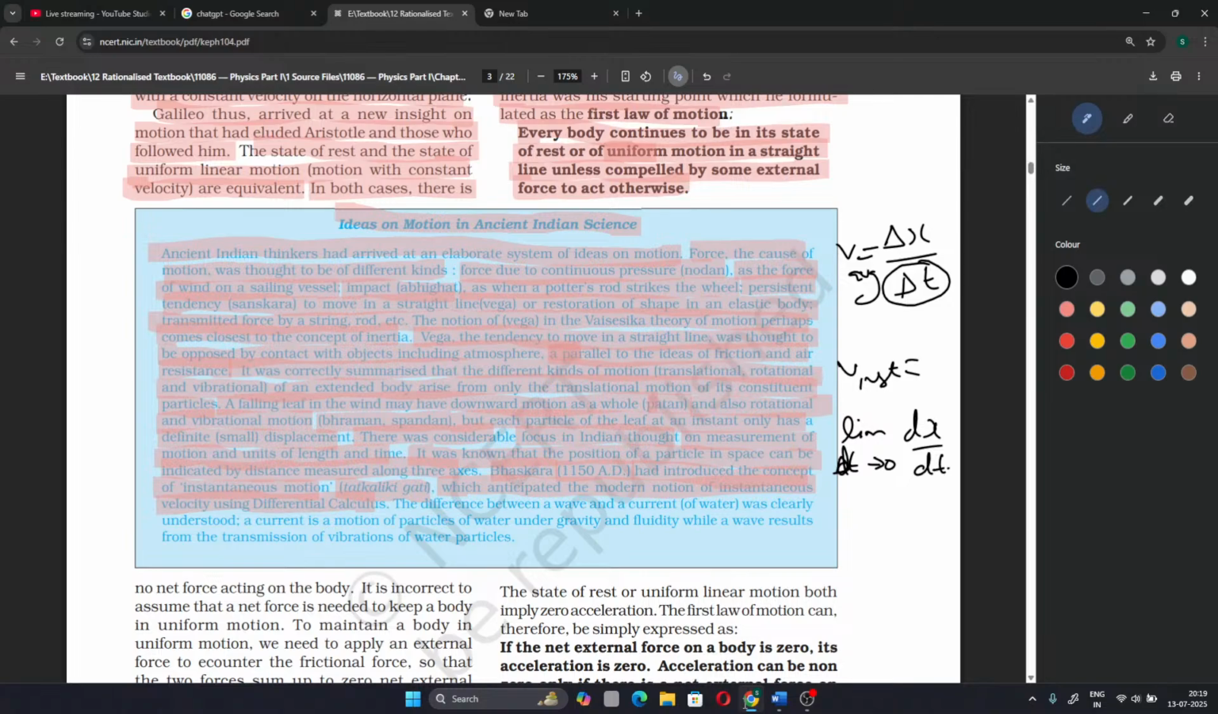That is what they talk about as instantaneous motion. In instantaneous motion, we can take the velocity as a constant. At a very minute instant, the particle will be moving at constant velocity for that interval of time.